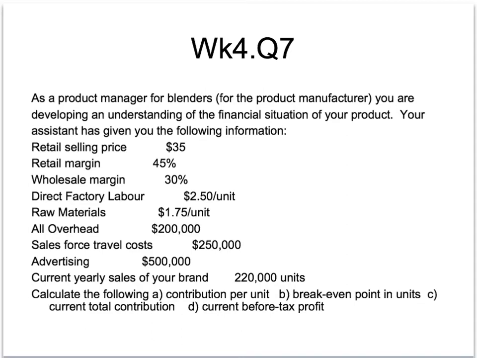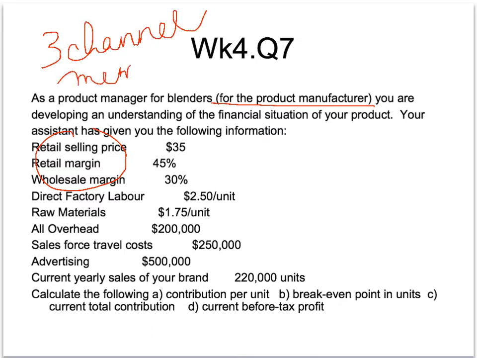Okay, week 4, question number 7 reads as follows. So what we're dealing with here is a product manufacturer with the following information. We know that it looks like there are 3 parts to the chain, so 3 channel members. We're going to have to work our way back to figure out the manufacturer's selling price and consequently their unit margin to be able to calculate break even, contribution, etc. So we've got a few different steps here. I'm going to take you through a few slides to show you how to solve the problem.